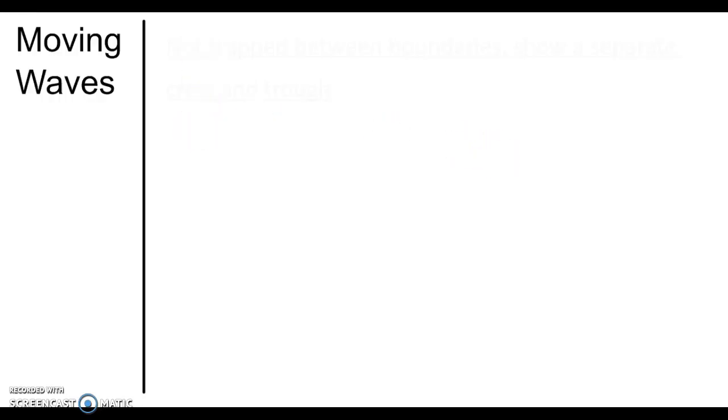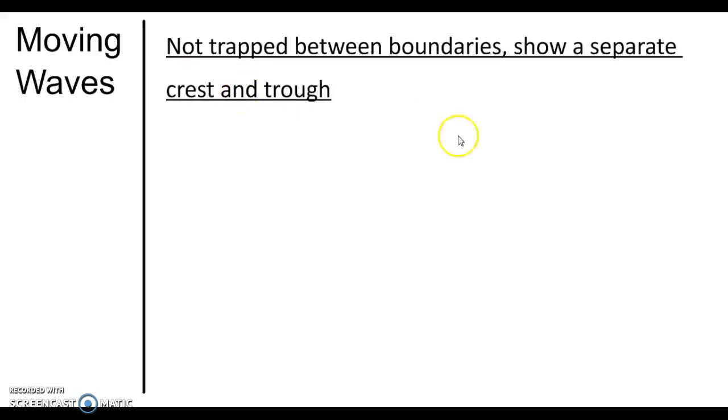Last thing is moving waves. When you don't have a wave trapped between two boundaries, say you've got one person holding a rope that's tied off to a pole, or somebody else is holding the other end, that allows the crest and the trough to be seen separately because the wave is actually able to move. It's not stuck between the two boundaries.